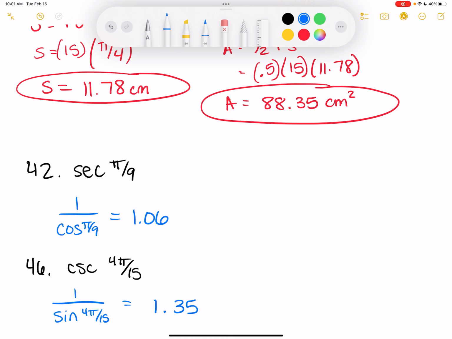Okay, if you had cotangent, it would go with what? The tangent. If you had cotangent of theta, that's the same as 1 over the tangent of theta. So just keep that in mind if you get a problem like that one.